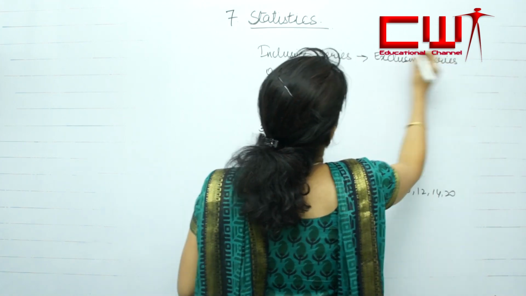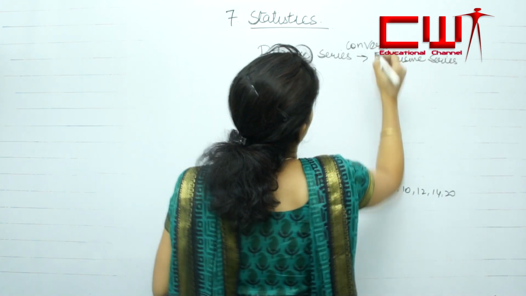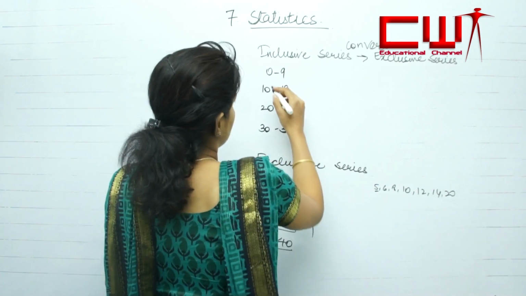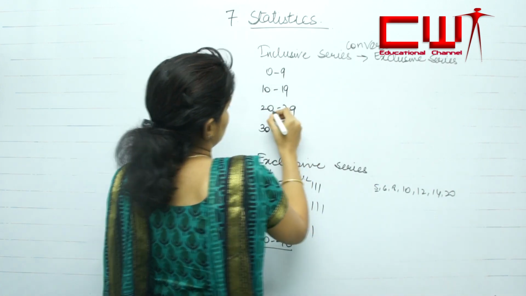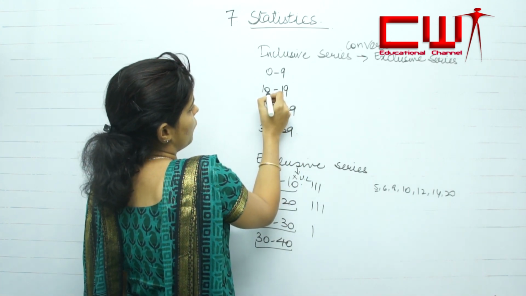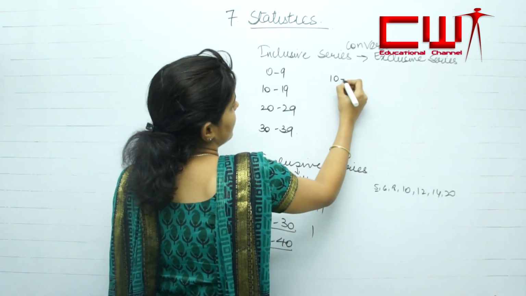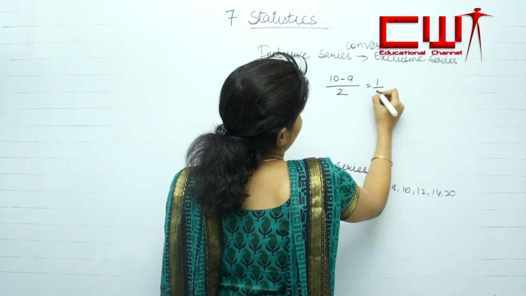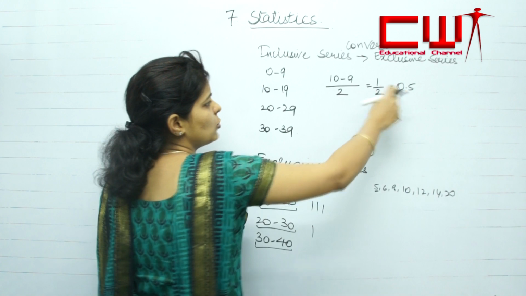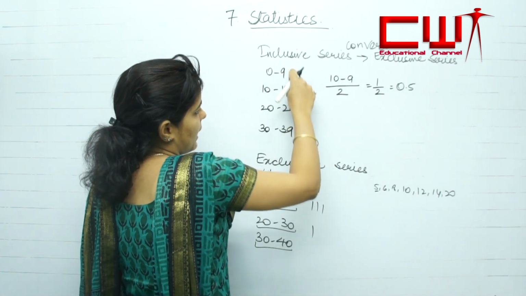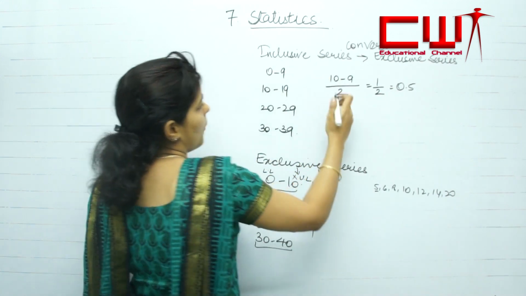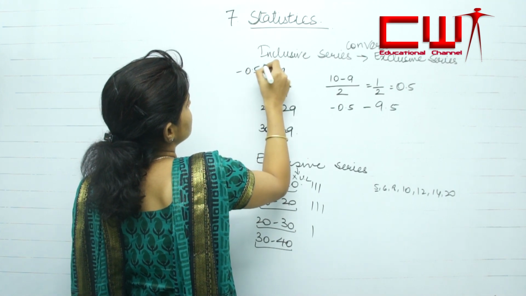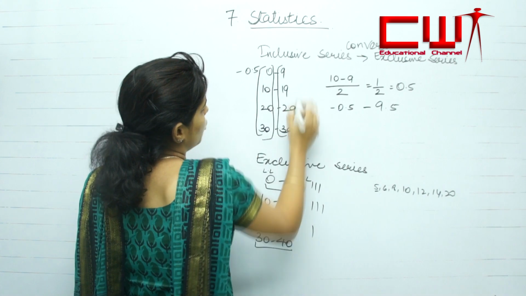How do you convert? You are converting the inclusive series into the exclusive series. See how easily you convert it. You see these numbers, 10 and 9, 20 and 19. The lower number of the second class is 10 and the upper number of the first class is 9. You subtract 9 from 10 and divide it by 2. 10 minus 9 is 1. 1 divided by 2 is 0.5. Now you subtract 0.5 from all the lower levels and add 0.5 to all the upper levels. That means 0 minus 0.5 is minus 0.5. 9 plus 0.5 is 9.5. Subtract 0.5 from all these numbers and add 0.5 to all the upper levels.